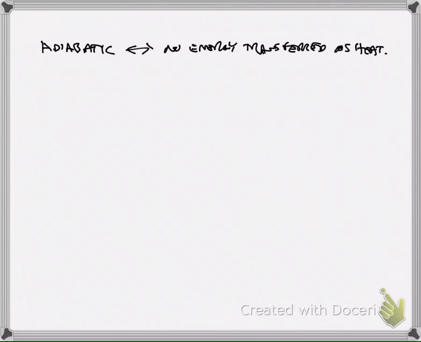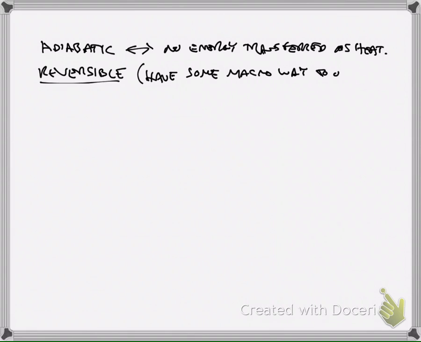All right. So if it's reversible, this is a big deal. Reversible meaning I can have some macro way to undo the process. Then S equals constant, right? If it's reversible and there's no heat transfer, then S has to be constant. So we'll do an irreversible example in a second.